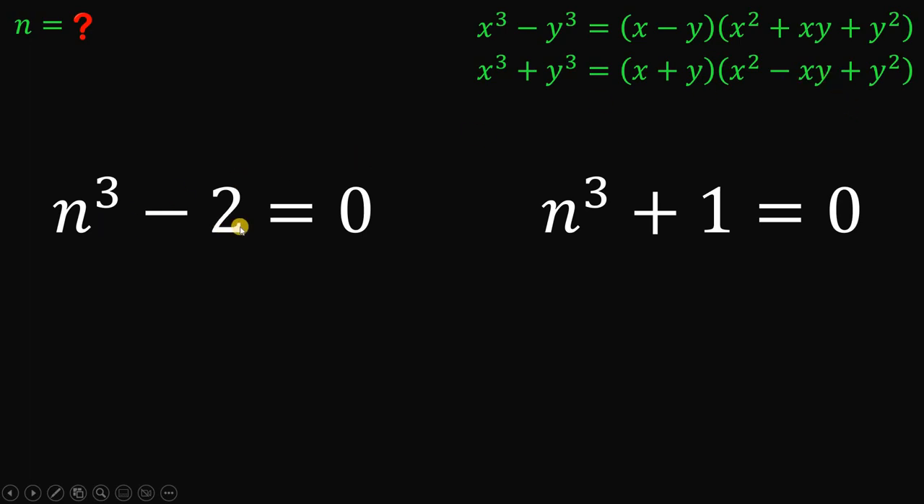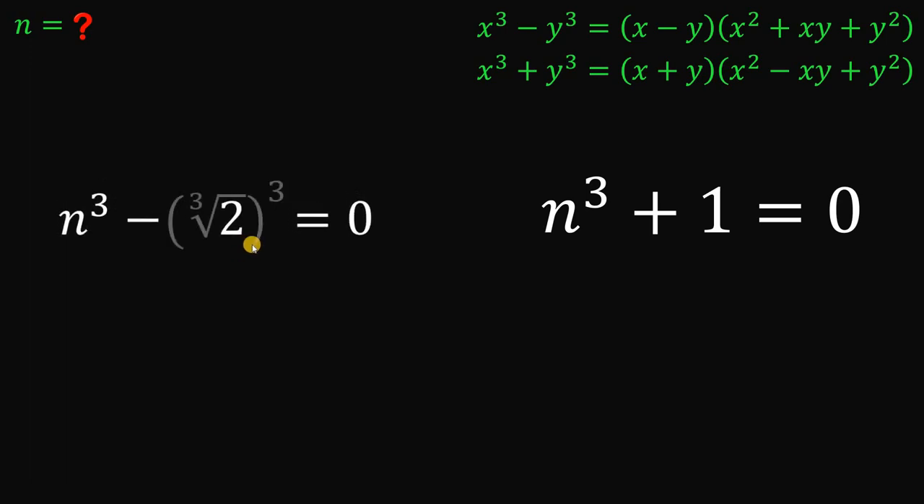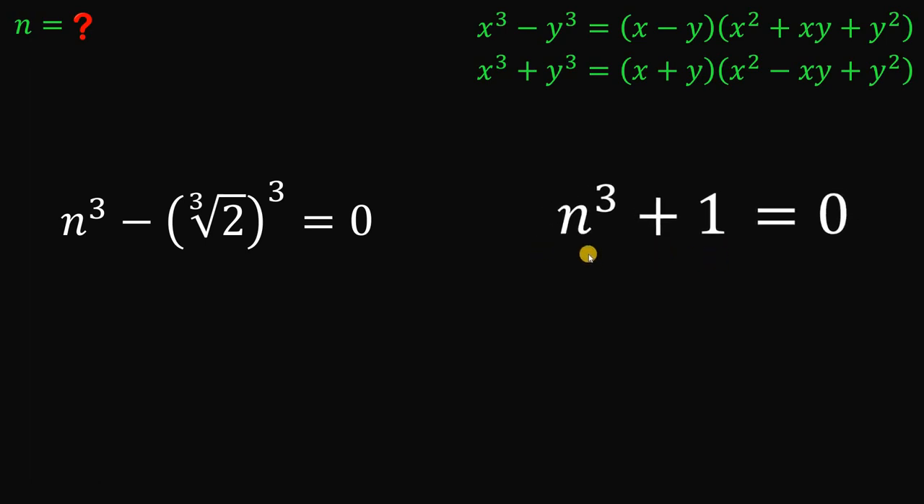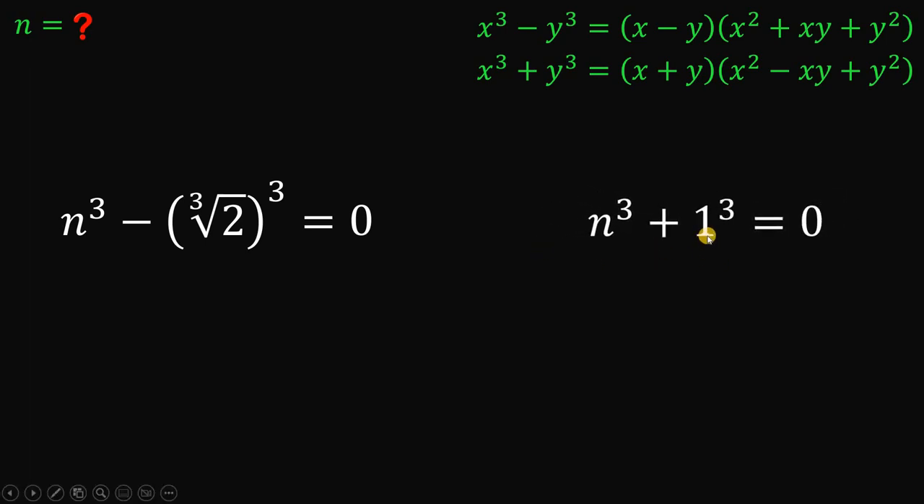Now, n cubed minus 2 equals 0. The 2 can be written as cube root of 2 raised to the power of 3. So now we have the x cubed minus y cubed form. On the other equation, n cubed plus 1 can be written as n cubed plus 1 cubed, and in the second case, we will use the second identity, which says x cubed plus y cubed. Alright, let's first consider the first case.